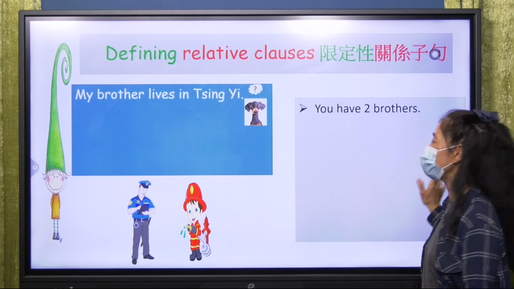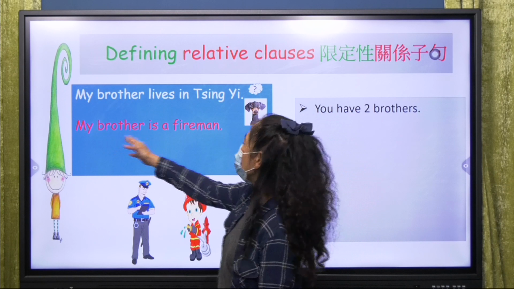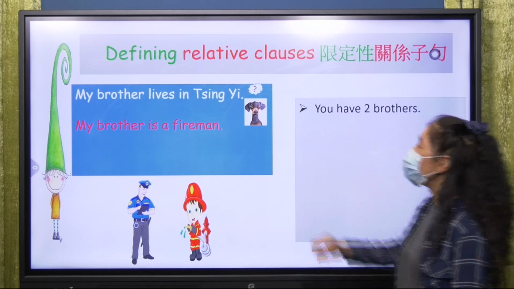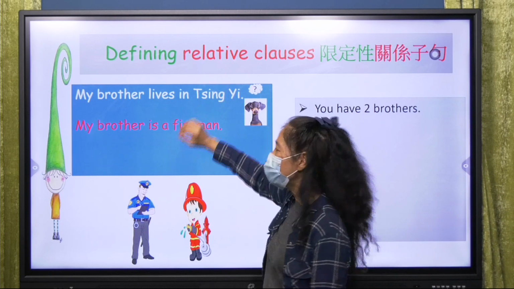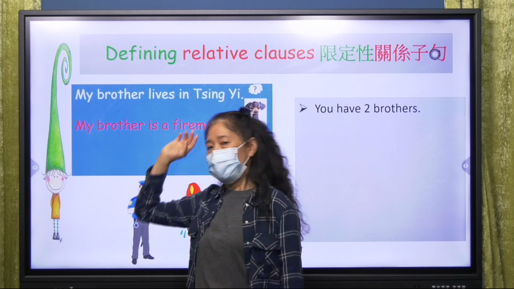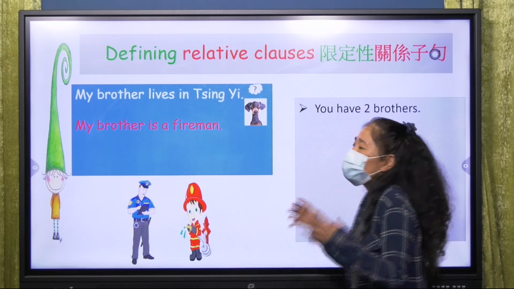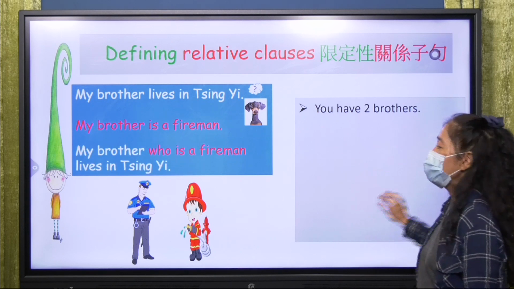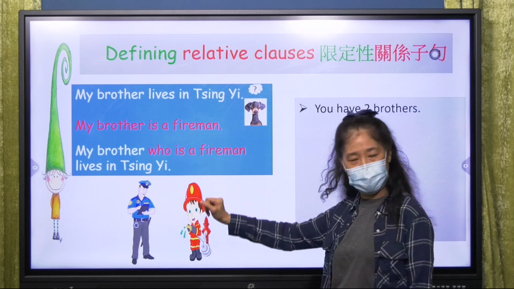So in this case, I tell you something more. My brother is a fireman. So, oh, I see. Now look at these two clauses. Now, here I put sentence, right? So now, look at these two sentences. So, what is the thing in common? My brother, right? So, we can put them together by using a relative pronoun. My brother, who is a fireman, lives in Csjss.